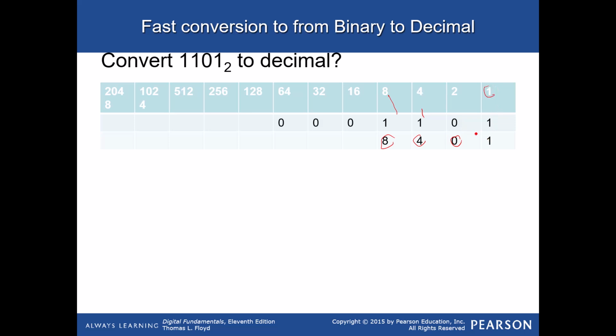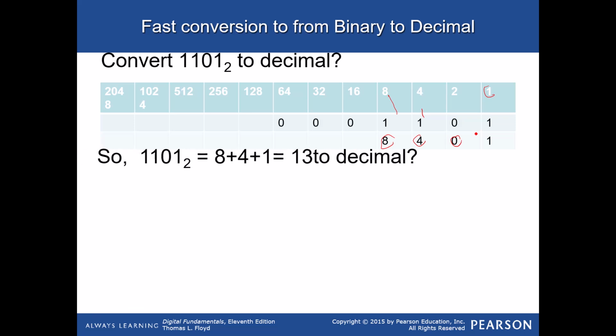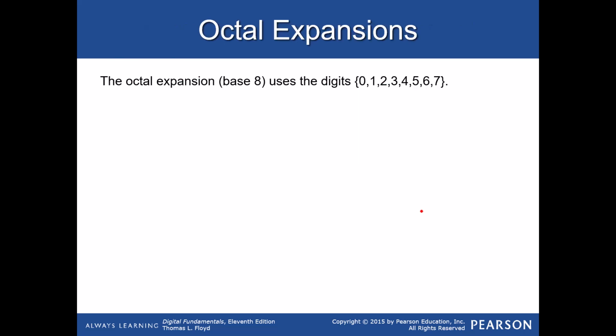And then I add them up to get the final result, which is 13, because 8 plus 4 is 12, and 1, 13. So I hope this method is easier, but it's still based on the expansion that we mentioned in the beginning. Let's move on to octal.